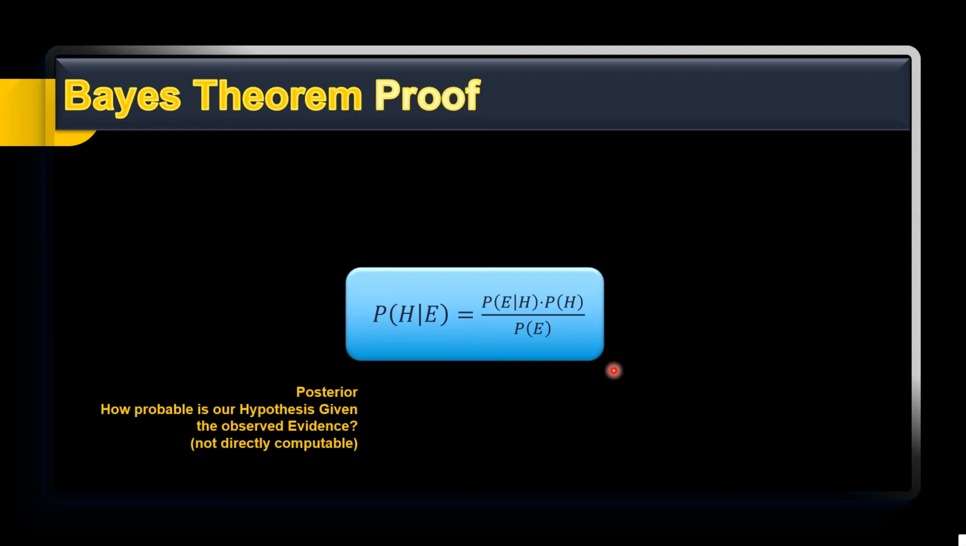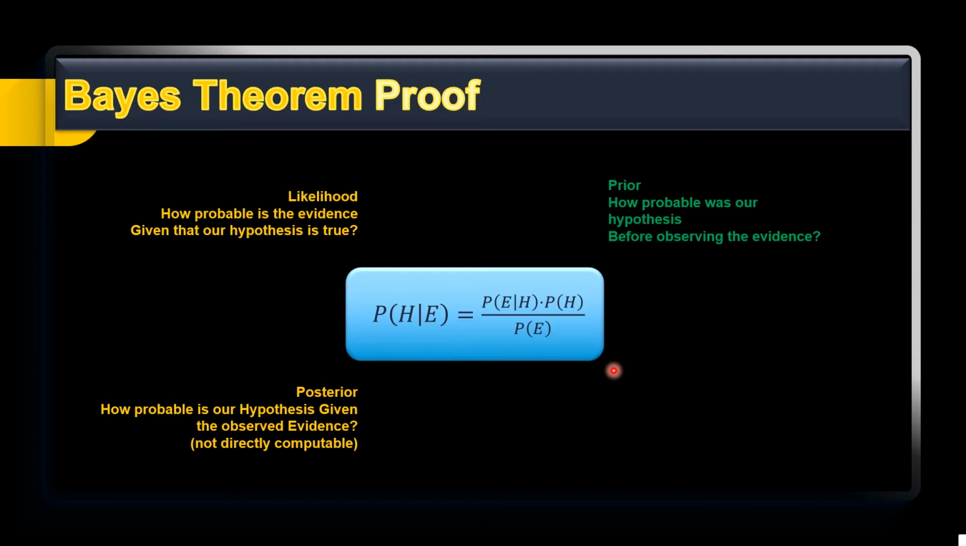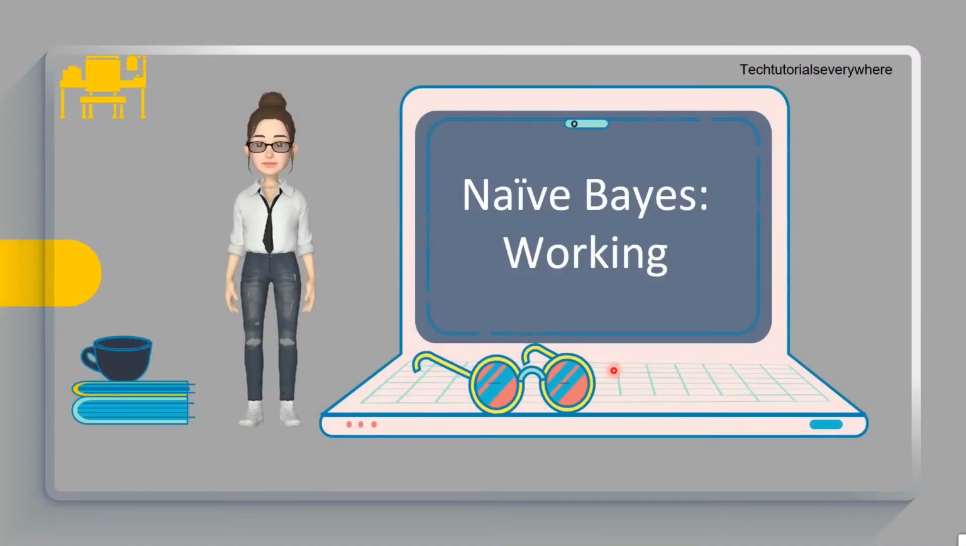For this reason, P of H is known as the prior probability, while P of H given E is known as the posterior probability, and the factor that relates the two is known as the likelihood ratio. Using this term, Bayes theorem can be rephrased as: posterior probability equals the prior probability times the likelihood ratio. So that is the maths involved behind the Bayes theorem. Let's see how we can implement this in a real life scenario.